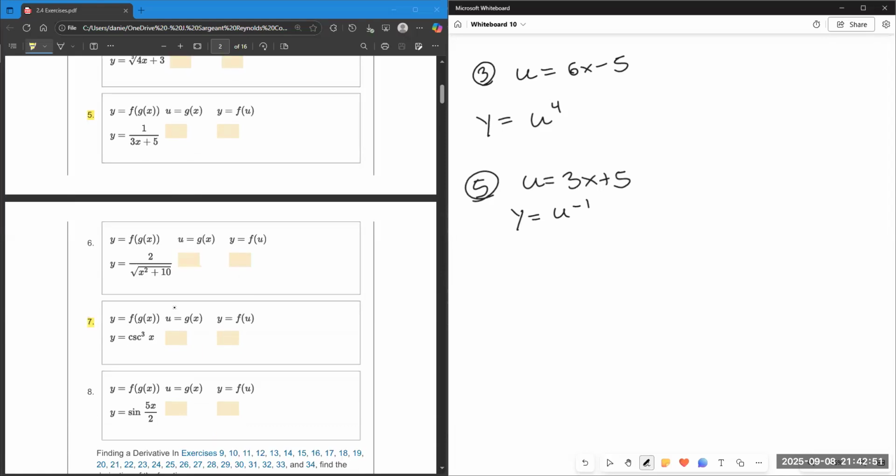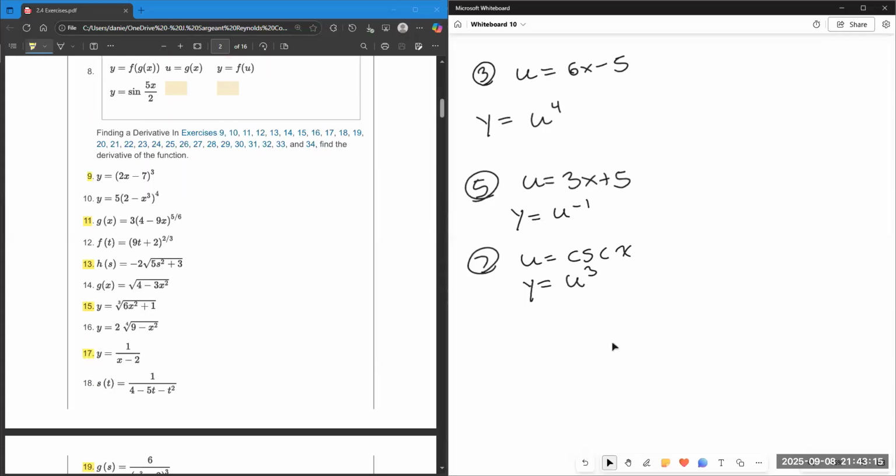Number 7, we have our inner function will be cosecant of x, because this is to the 3rd power on the outside of that. So my y is going to be u to the 3rd.